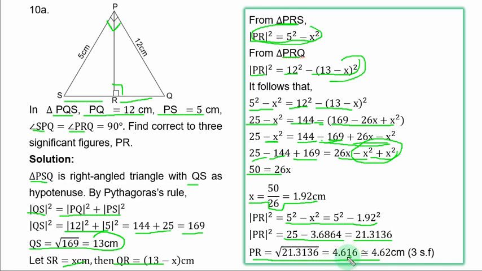We consider 4.61 as 3SF. The next number is more than 5. Round it up to 1. You add it to 1, it becomes 2. That is 3SF of the answer.